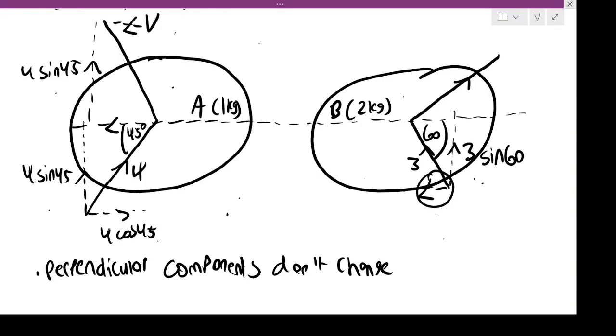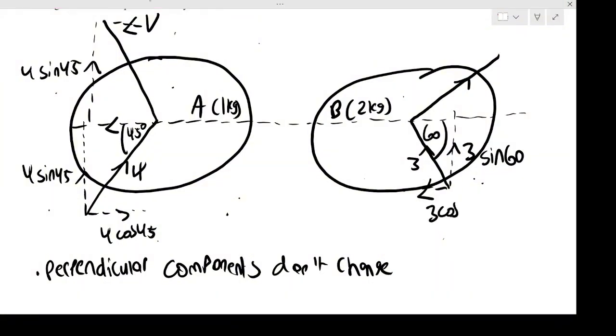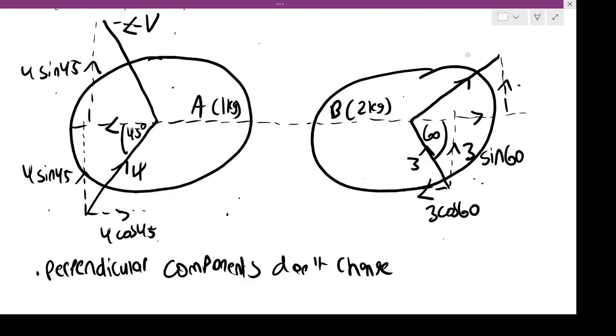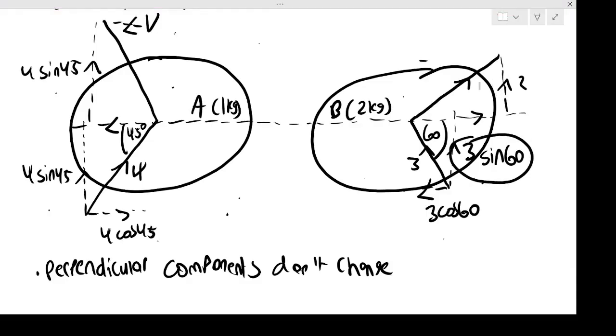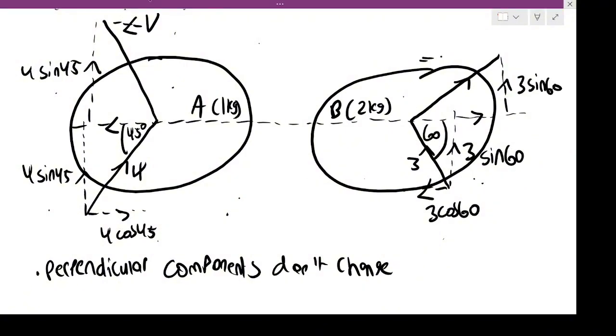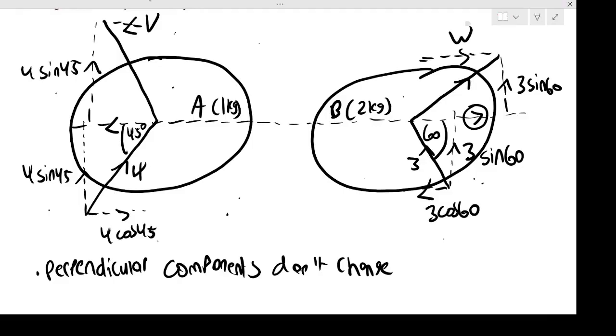And then this part's going to be 3 cos 60. Then afterwards, again, we'll go across, then up like that. So if we go up, it's going to be the perpendicular component, so it's going to be 3 sin 60 as well. And then I'm going to bring that on top like that, and call that a different letter, W. Let's say. And so those are all my components, right?